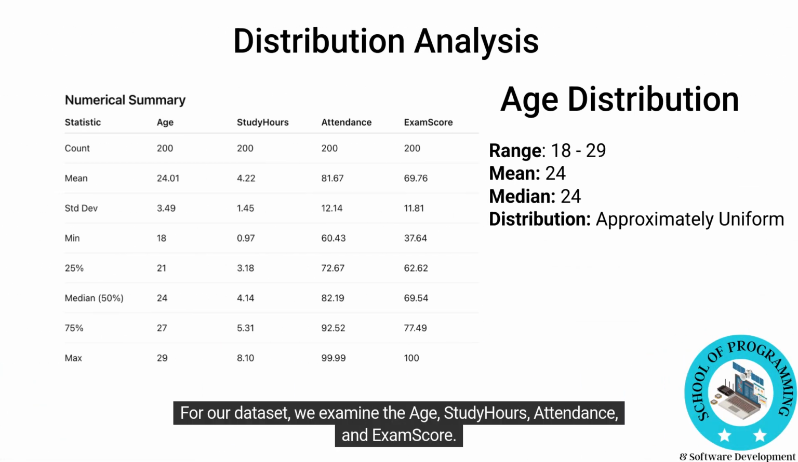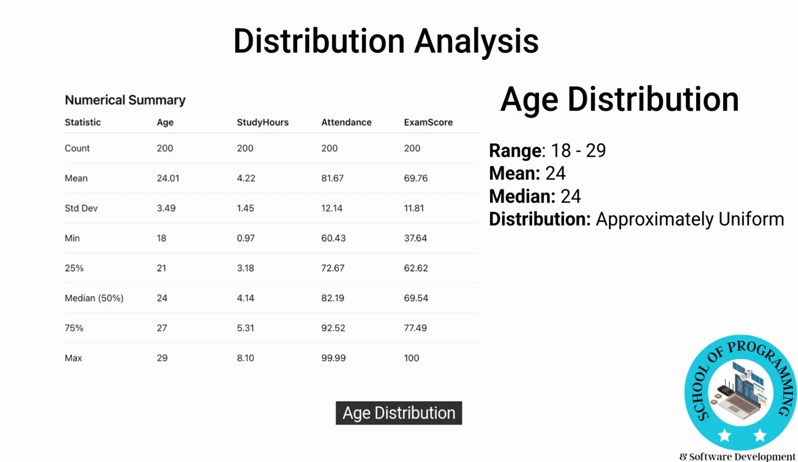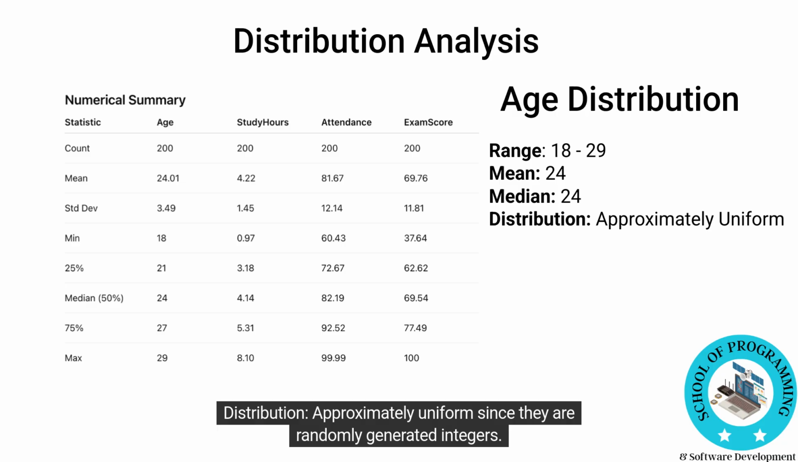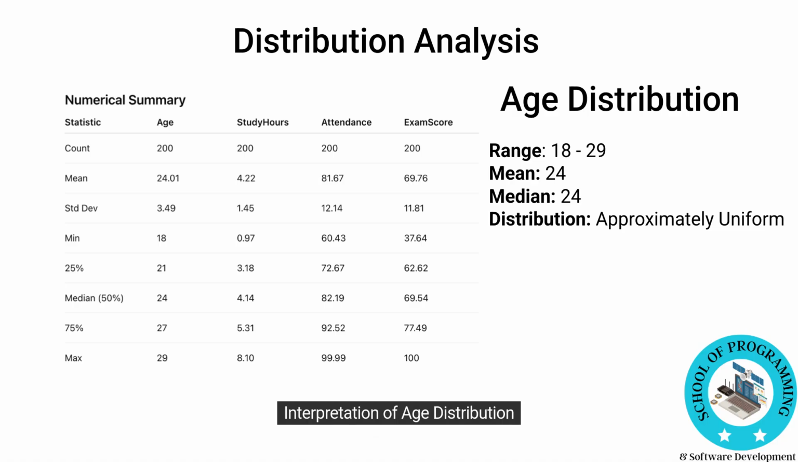Distribution analysis. For our data set, we examine the age, study hours, attendance, and exam score. Age distribution: range 18 to 29, mean 24, median 24. Distribution approximately uniform since they are randomly generated integers. Interpretation of age distribution: age is evenly spread across the college age range. No skew detected. No outliers present. Age is unlikely to dominate performance outcomes. In conclusion, the age variable is well-balanced and stable.